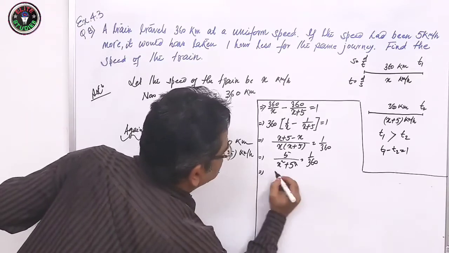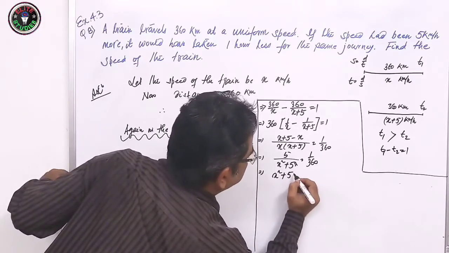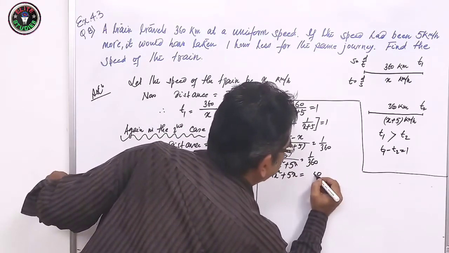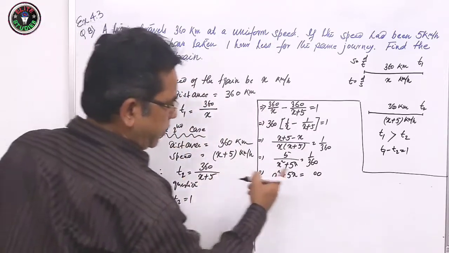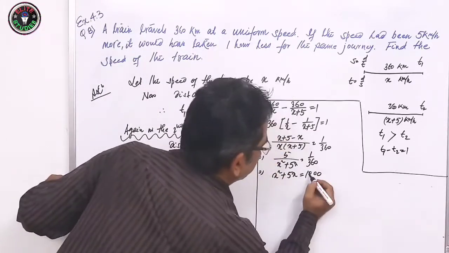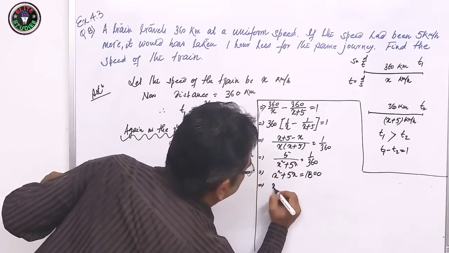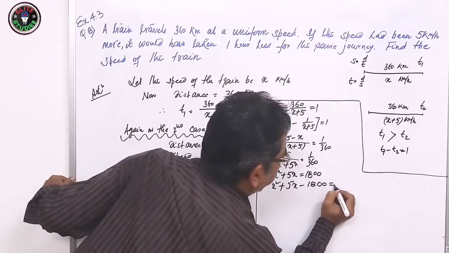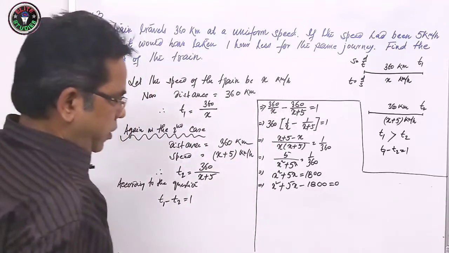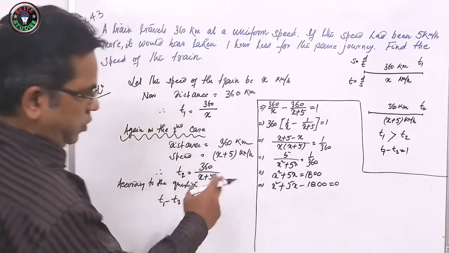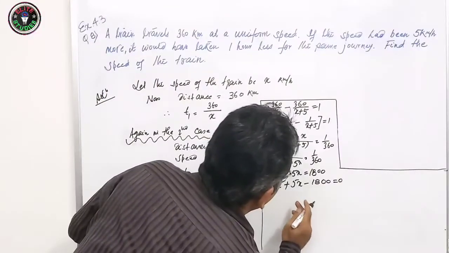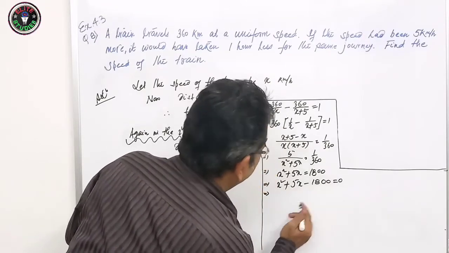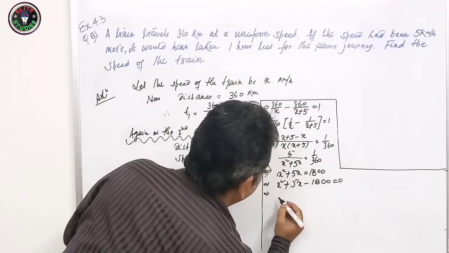So what will we get? It will be x square plus 5x equal to 5 times 360, that is 1800. So it will give you x square plus 5x minus 1800 is equal to 0. Now we have to solve. Since this number is very big, you can use the quadratic formula.